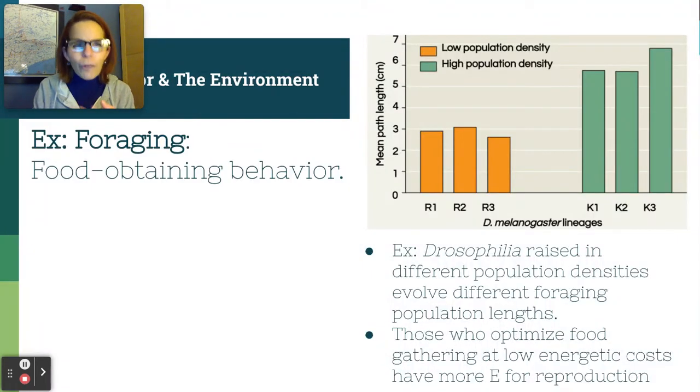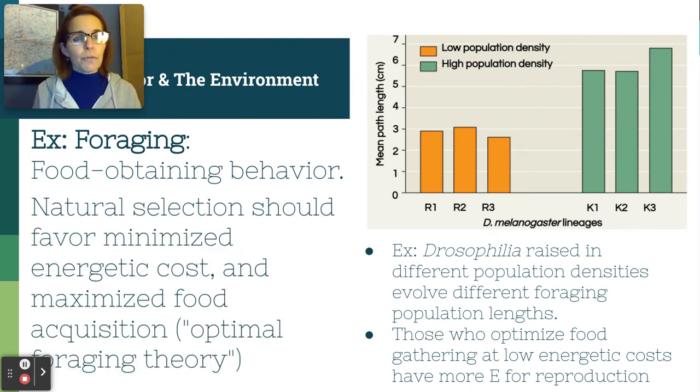So it says foraging is an example here, is a food obtaining behavior. That's what foraging is. Natural selection should favor minimized energetic cost, what we were just talking about with the crows, and maximized food acquisition. Optimal foraging theory is what that's called.